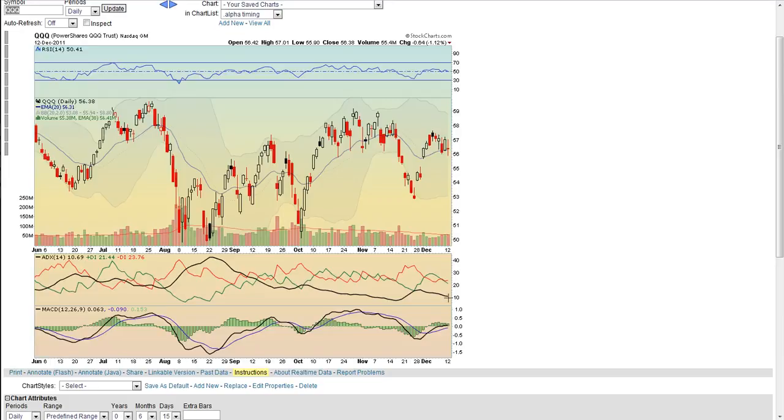I got a question from Joel about the ADX and how low it is on the QQQ chart. Let's just take a look at this chart. Essentially, most of these indicators are neutral, with an RSI at 50 indicating neutral.